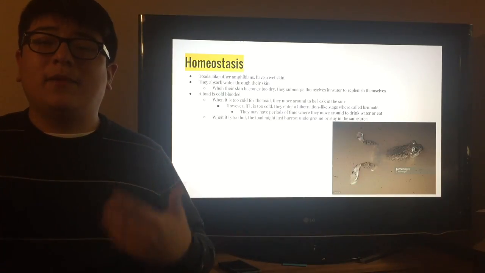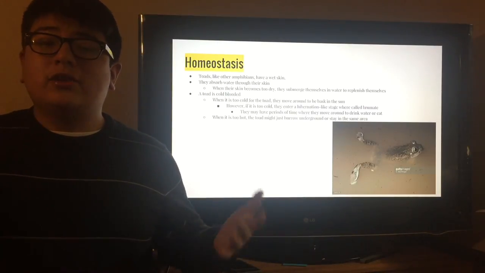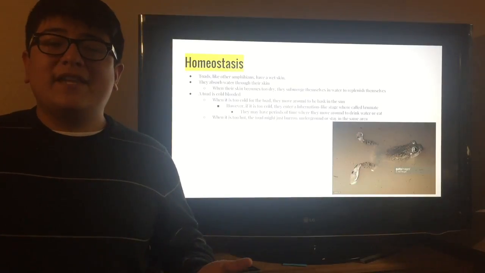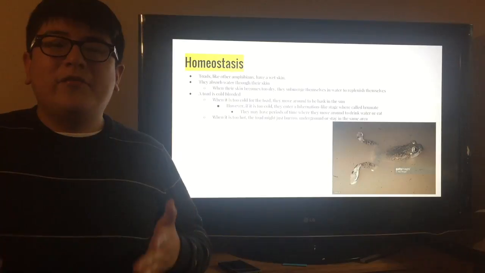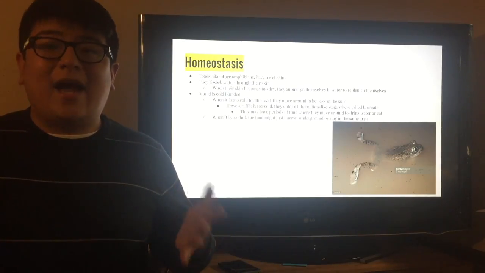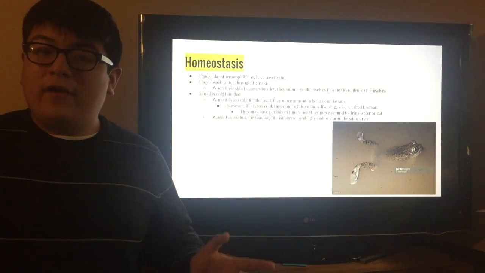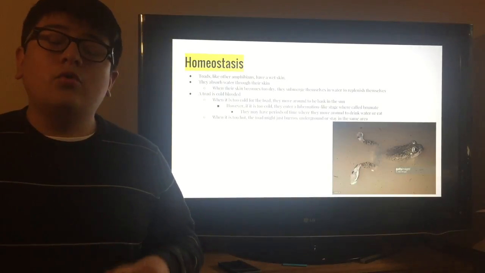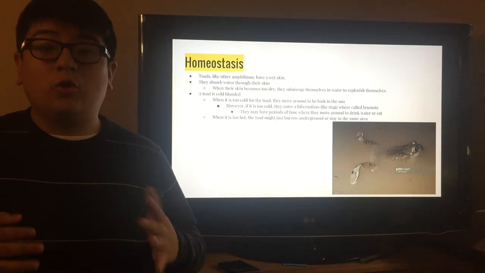warm the organism up. However, if it's too cold and there's just no sunlight, the toad may enter a hibernation-like stage called brumation, and during this stage, the organism can move around to hydrate or eat, but for most of the time, it's in a hibernation-like stage. But if it's, let's say, too hot for the toad, it can burrow underground to stay cool, or it can go into the water to stay cool as well.